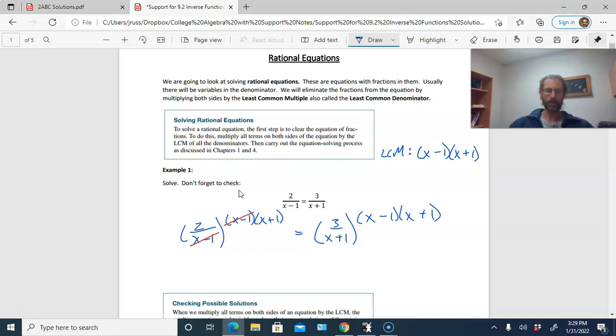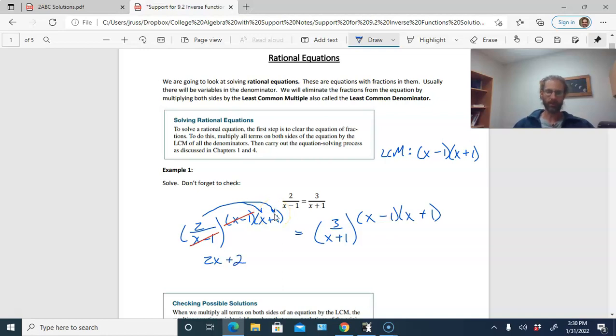And now what we do is we multiply what we have left. So we have a 2 left over and we have this binomial left over. So I have to multiply this 2 to that x plus 1. To do that, you use the distributive property. You multiply the 2 to both of those terms. So 2 times x will be 2x, and then 2 times 1 will be 2.